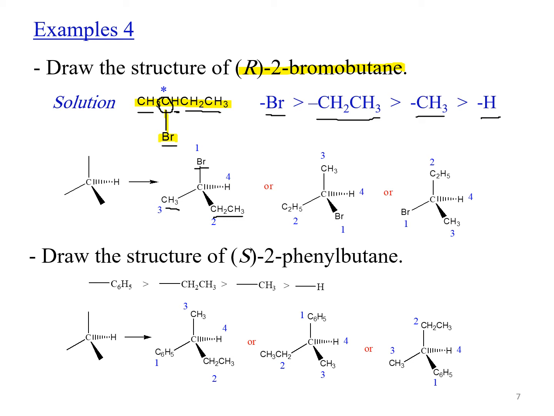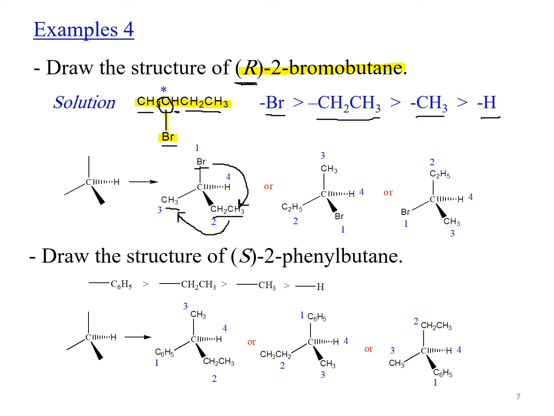The hydrogen will always be at the 4th position, so we can start off basically with any of these numbers. It doesn't matter whether bromine is put at the top, at the bottom, or on the left side, but the order of rotation will always be the same from bromine to ethyl group and towards the methyl group. So this will be a clockwise rotation, and hence it is the R structure.